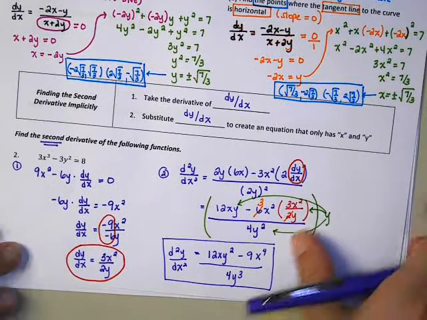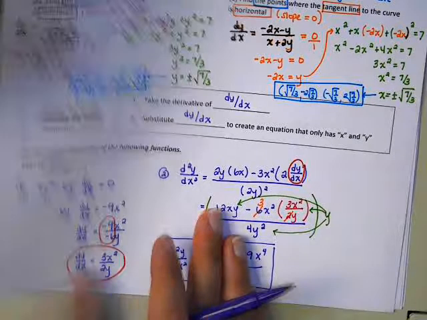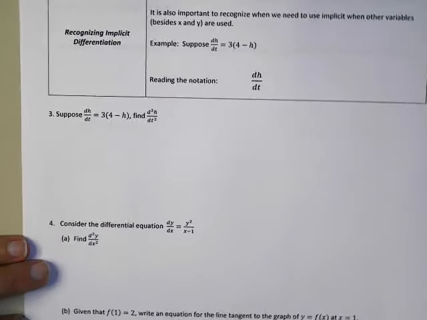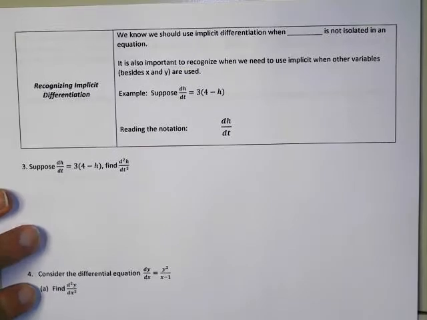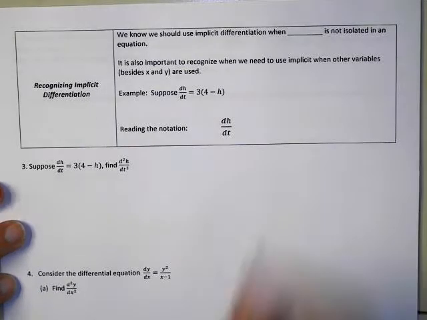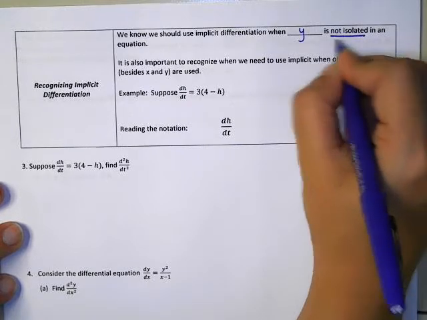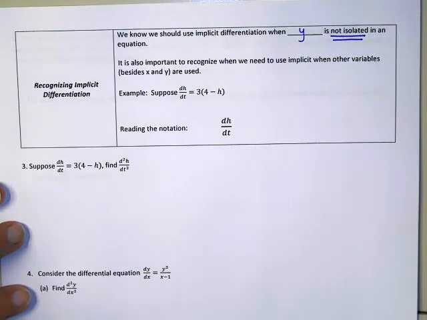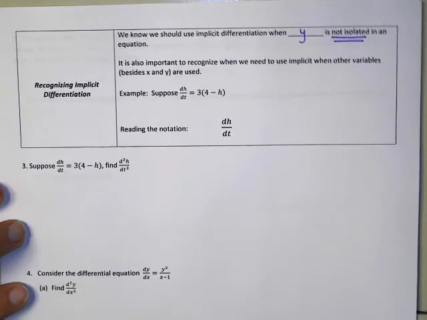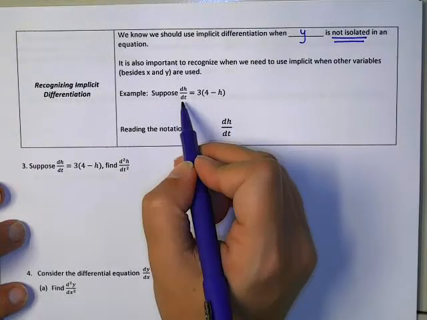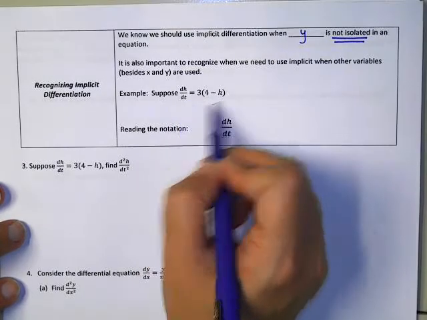All right, last but not least, one very big and important idea in calculus is recognizing implicit differentiation when we're not using x and y variables. So we know we need to use implicit differentiation when the y is not isolated in an equation. But it's also important to recognize when we need to use implicit when other variables besides x and y are used. So for example, a lot of times our derivatives on the AP test look like this.